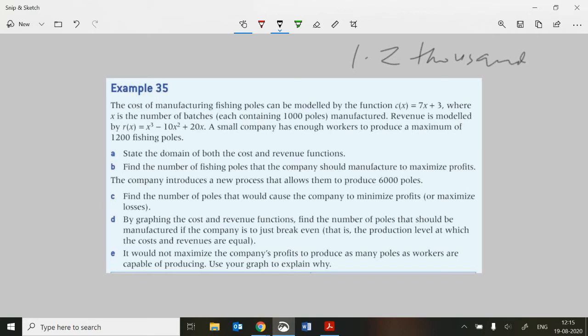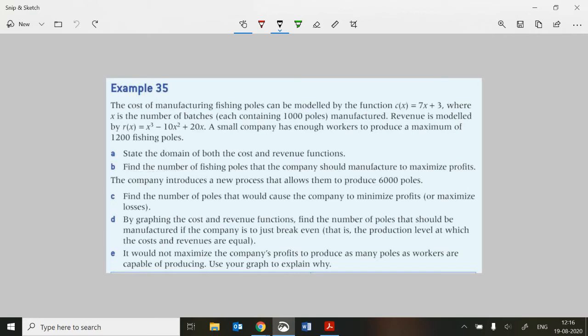And so that's going to be the domain for both the cost and the revenue function, because the cost and the revenue are both going to be seen as positive, because costs are going to be seen as a positive number when we're going to end up subtracting those two things. But anywhere up until 1,200 poles, we're still going to get our answers for our costs and our revenues. That's going to be the domain for both of these things. So in other words, it's going to be the same. It's going to be between 0 and 1.2.